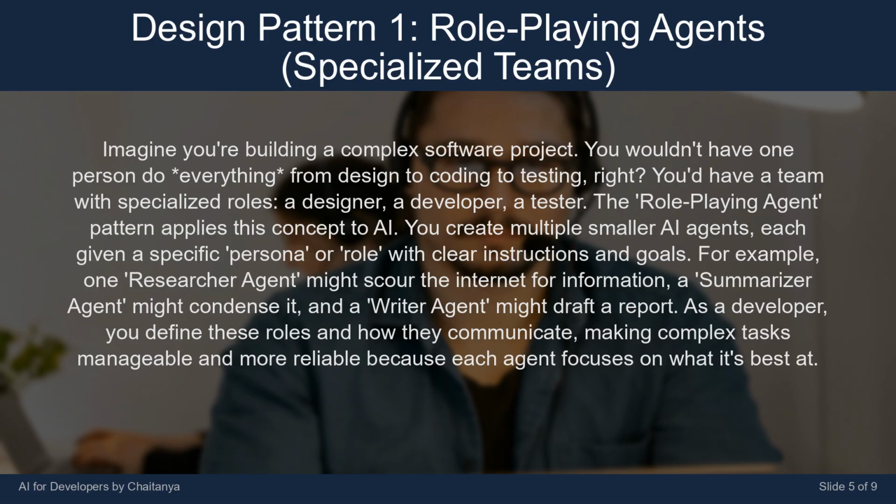For example, one researcher agent might scour the internet for information, a summarizer agent might condense it, and a writer agent might draft a report. As a developer, you define these roles and how they communicate, making complex tasks manageable and more reliable because each agent focuses on what it's best at.